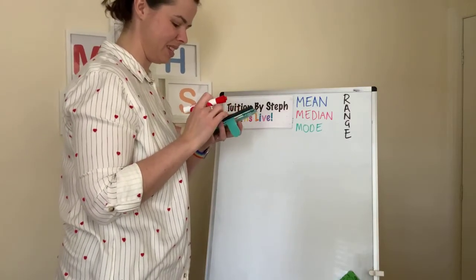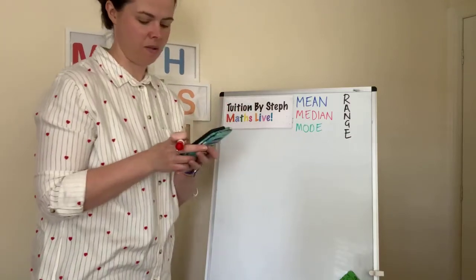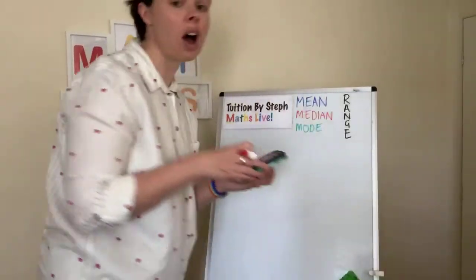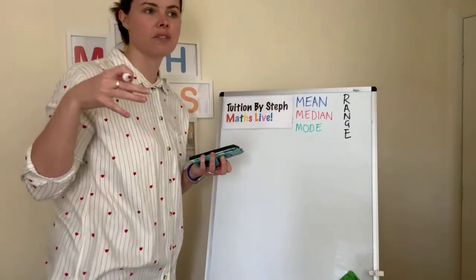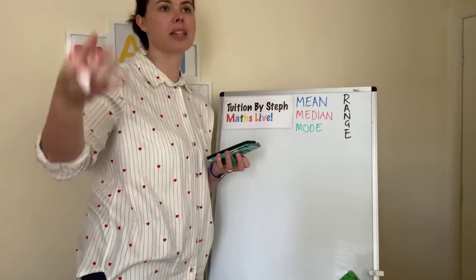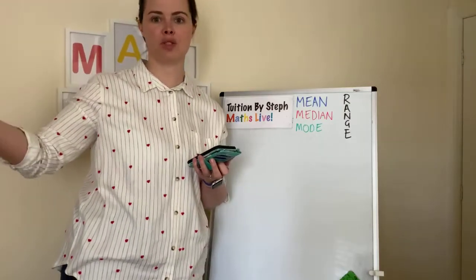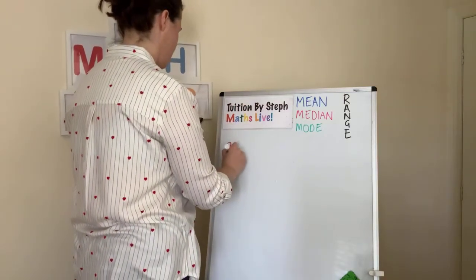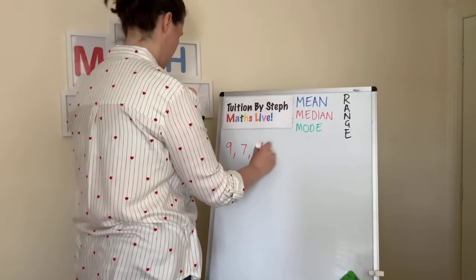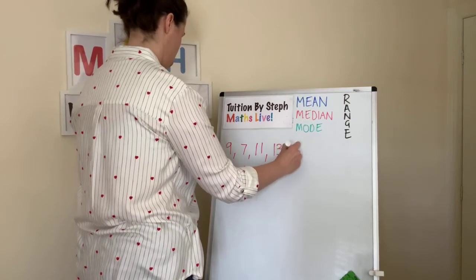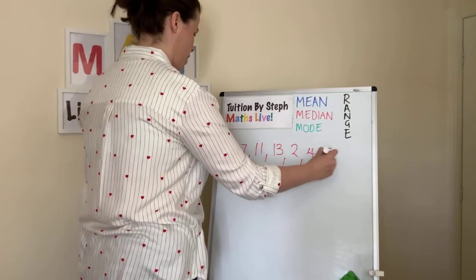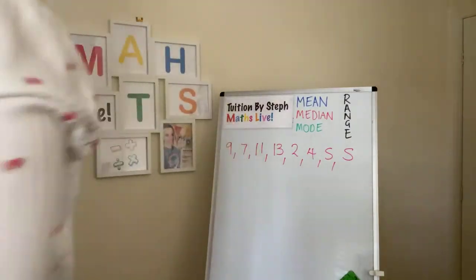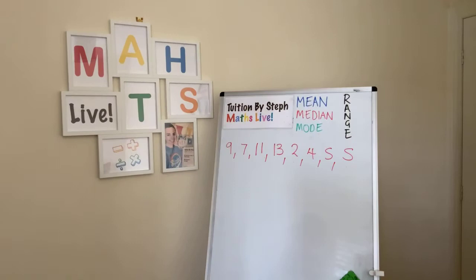Let's have a look. Here we go. Right. Because you can't think of it off the top of your head, you'd have to think of all the numbers which add together to make a certain number, but you can only have so many numbers that divide into it. It's very, very complicated. So, 9, 7, 11, 13, 2, 4, 5, and 5. Have a go at finding the mean of that. If you're really, really stuck with adding, I'll let you use a calculator.